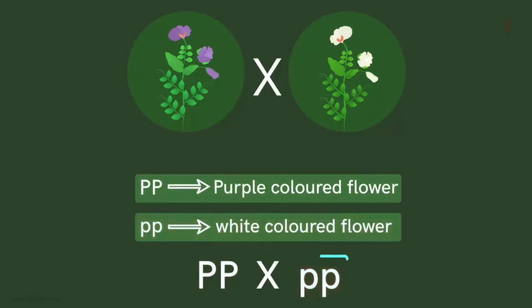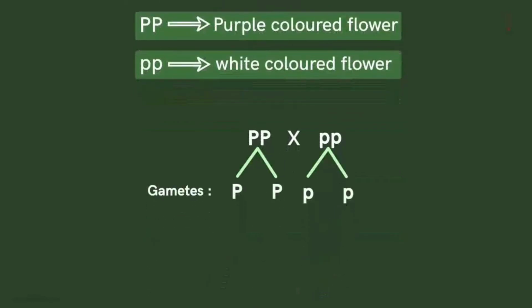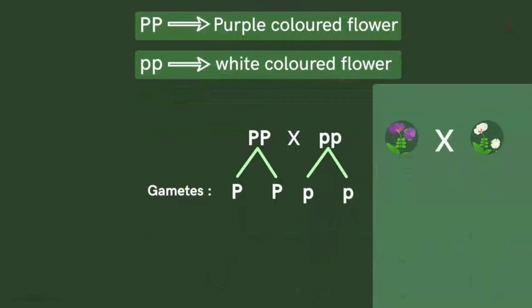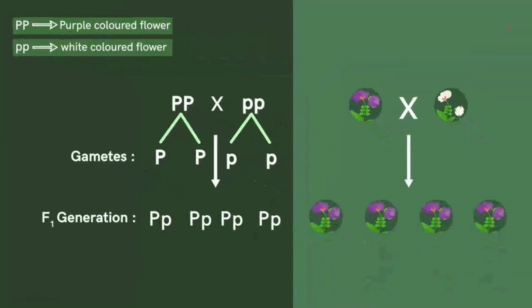Now in this cross, the gametes, which are nothing but the reproductive cells, will be formed like this, and the cross will yield us this result. How? This combination, this one, then this one, and this is the last one. These are the 4 possible combinations.